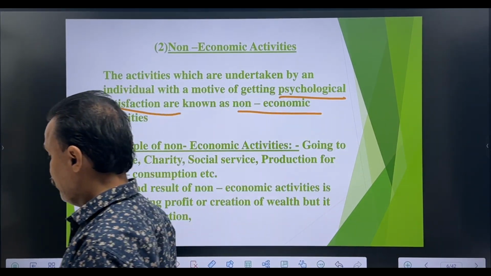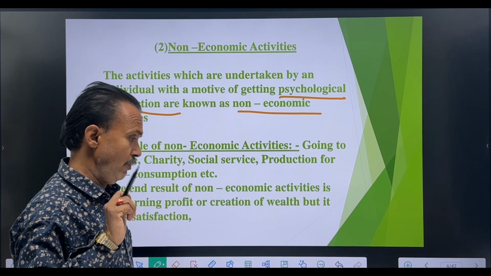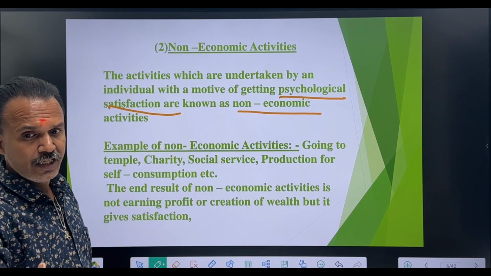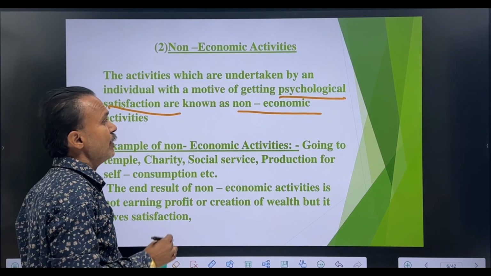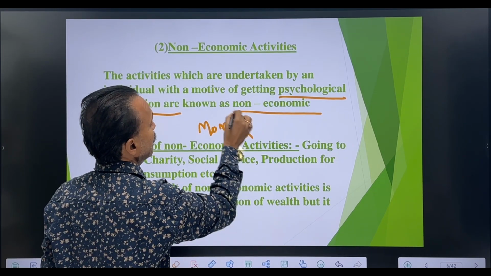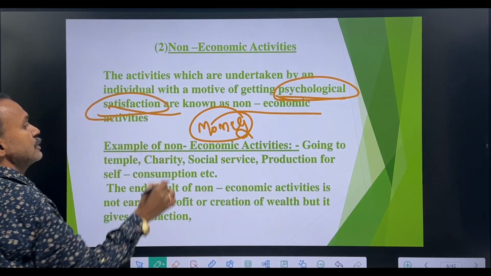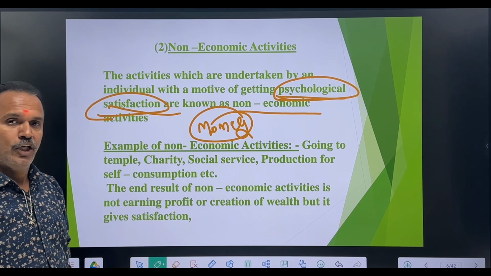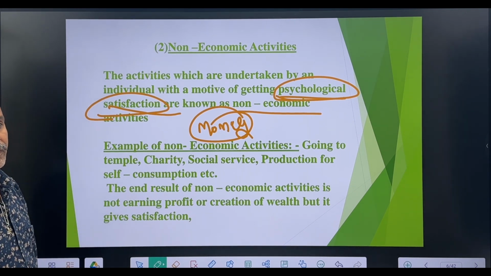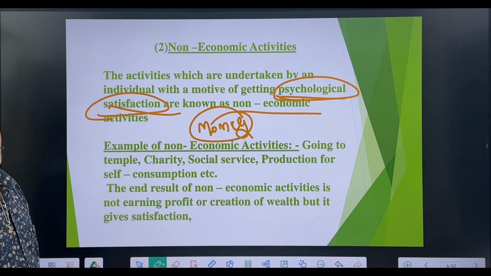Any activity may be an economic activity or a non-economic activity. It depends upon its nature. If the nature of the activity is earning money, then it is called economic activity, or if the nature of the activity is psychological satisfaction, that is called non-economic activity. The same activity may be economic or non-economic.